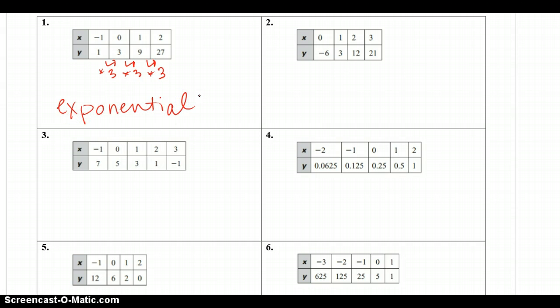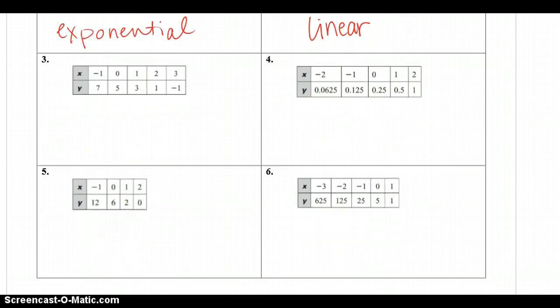Right? Number 2, looking at that, does it look like we're multiplying by the same thing each time? No, so we're going to have to look at the differences. So the difference from negative 6 to 3, what do I have to do to negative 6 to get to 3? Add 9. What about from 3 to 12? Oh, we have to add 9 again. And from 12 to 21, we also have to add 9. So our first difference is the same each time. So what kind of function is this one? Linear.